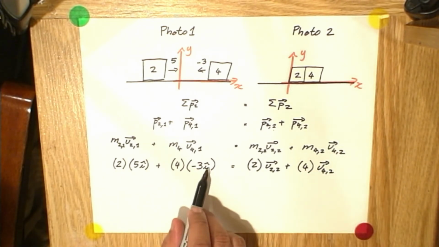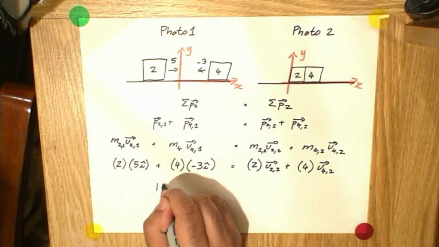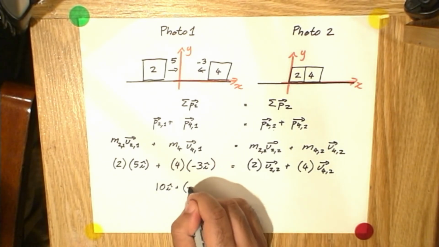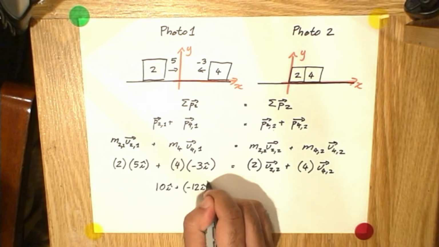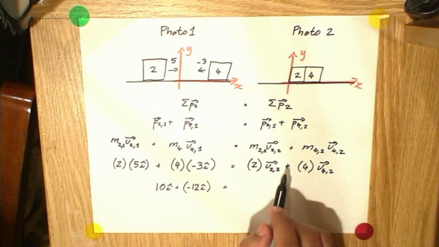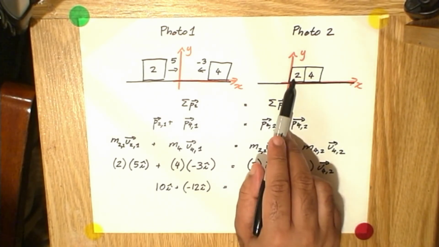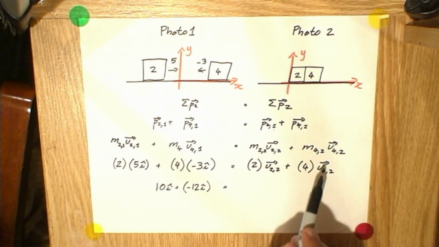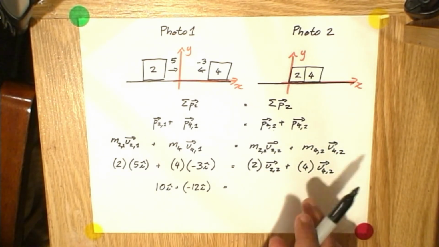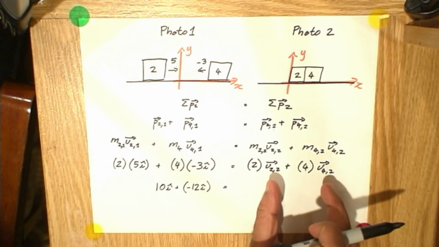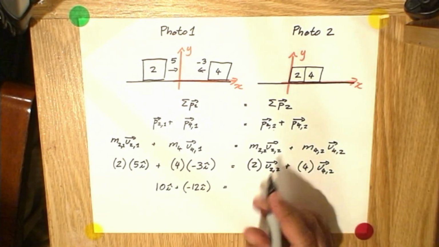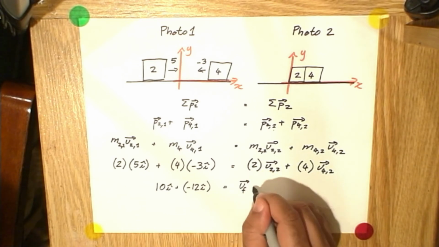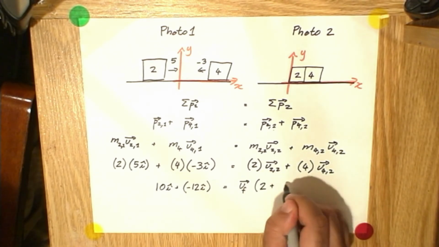Let's simplify this left side. This turns into 10 i hat plus 4 times negative 3 is negative 12 i hat, is all equal to... the velocity of the 2 kilogram and the velocity of the 4 kilogram are going to be the same. And whenever that happens, you are allowed to factor out that common velocity. So it looks something like this. V final, 2 plus 4.